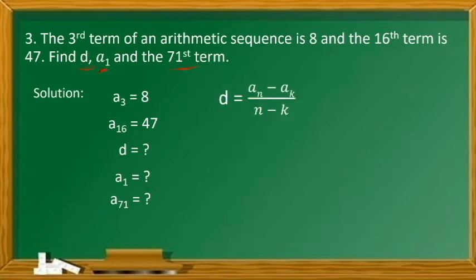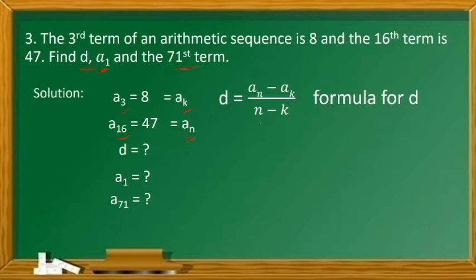So we use the formula for d or difference to find the common difference. In this case, class, we need to find first the value of d. So the formula is a sub n minus a sub k divided by n minus k. In this case, we will use a sub 16 or 47 as our a sub n and a sub 3, which is 8, as our a sub k. And of course, if 47 is our a sub n, then the value of n now is 16. The value of k is 3.